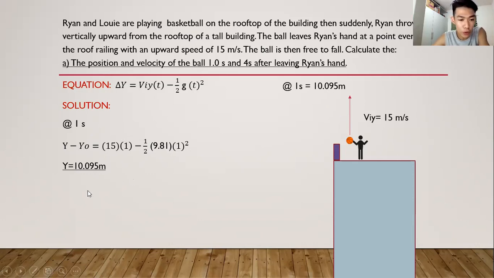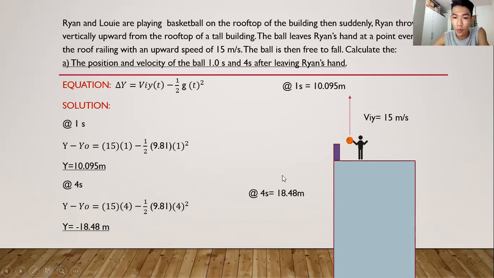Now, for 4 seconds, we're going to use the same formula. y minus y initial equals 15 multiplied by 4, which is the time, minus 1/2 multiplied by 9.81 multiplied by the time, which is 4 raised to 2. So after 4 seconds, the ball will reach 18.48 meters below the original position.